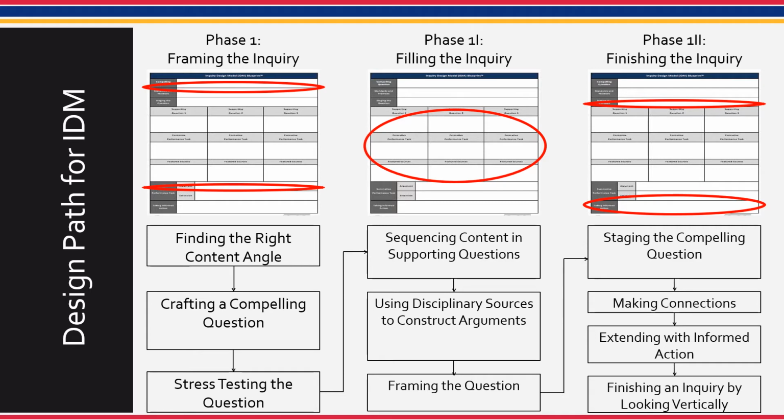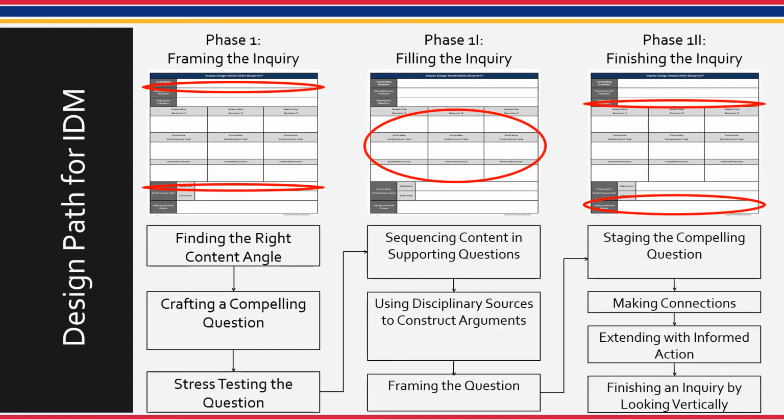When you do a complete inquiry rather than just a piece of one, the process looks like this. The beginning, or phase 1, is framing the question. You will find the right content angle, one that's not too broad and not too narrow. Then craft a compelling question that engages the student and creates interest. Once you've narrowed the question, you will want to stress test that question to see if it works with multiple answers.